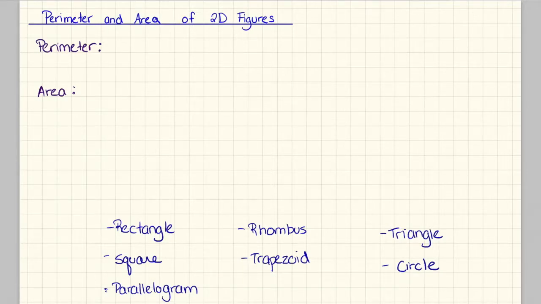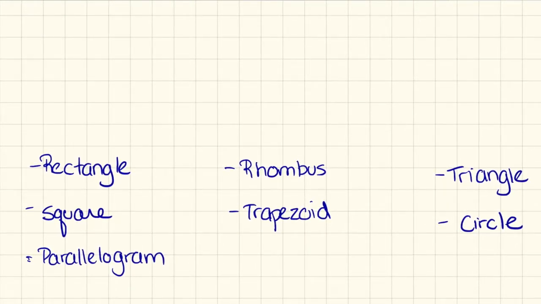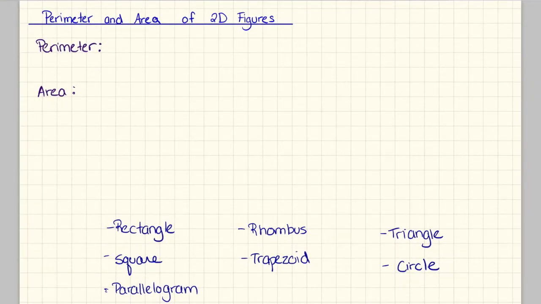This lesson covers the perimeter and area of 2D figures. You'll notice that this first slide here lays out exactly what we are going to be covering in this lesson. These are the shapes that you are going to see in this lesson, but of course there are many other shapes. We're not going to focus so much on polygons in this lesson as we are on 2D figures or basic shapes. The first thing we're going to do though is define what is perimeter and what is area.